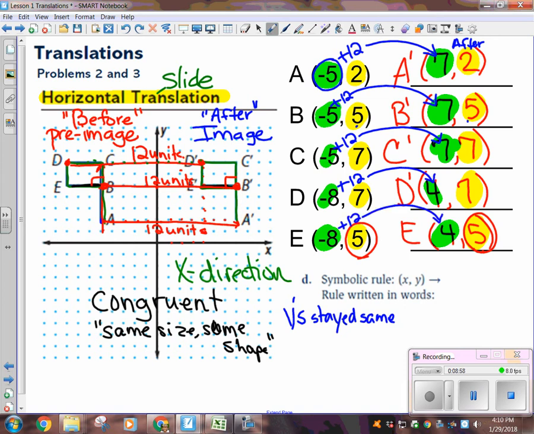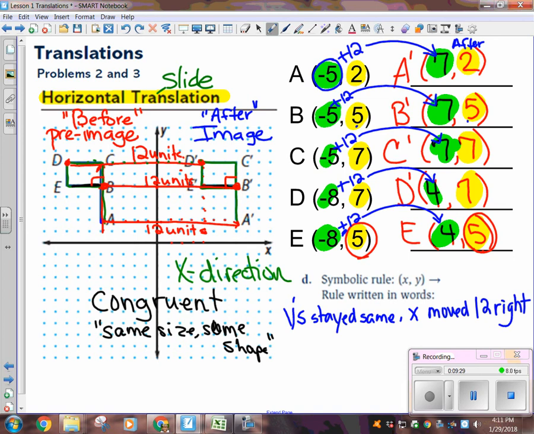Okay. All of those x values changed because we slid it across in the x direction 12 units to the right. So we're going to write that down as our rule written in words. Y's stay the same. X's moved 12 to the right. Now, if I ask you, do you think that would be plus 12 or minus 12? I think we've actually answered that question. We took every x value and we added 12.